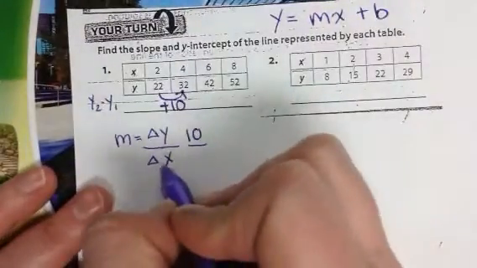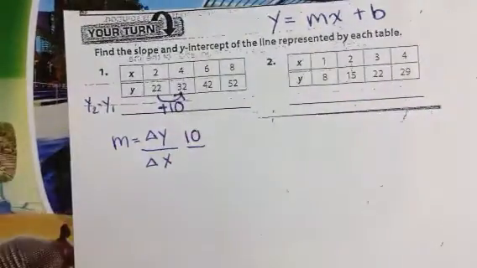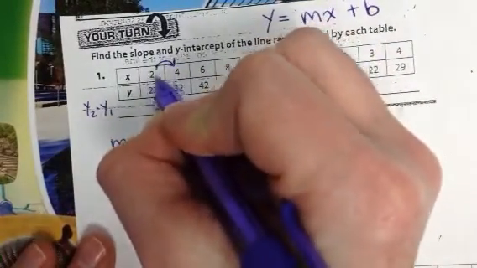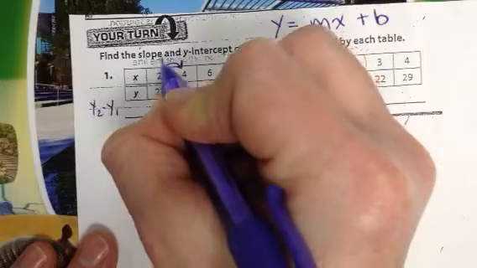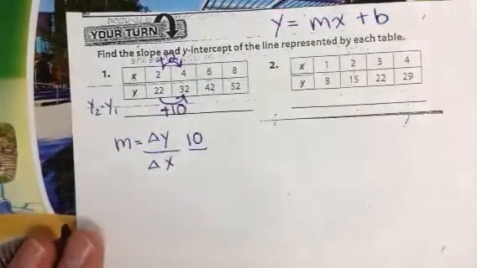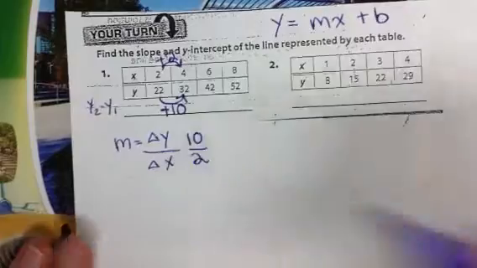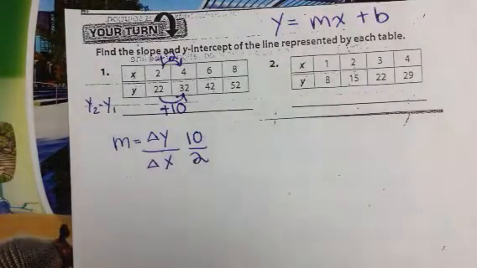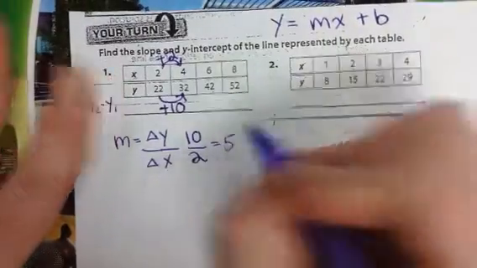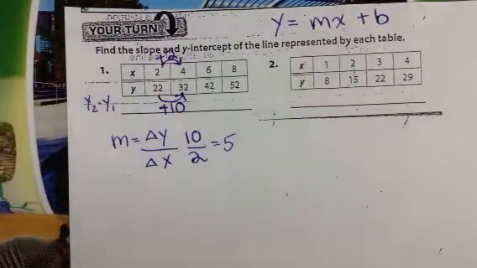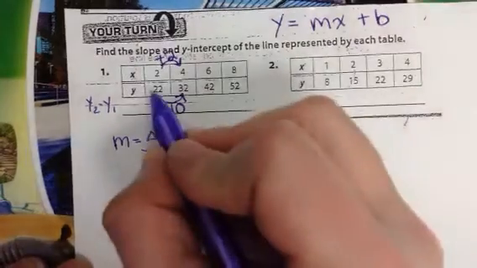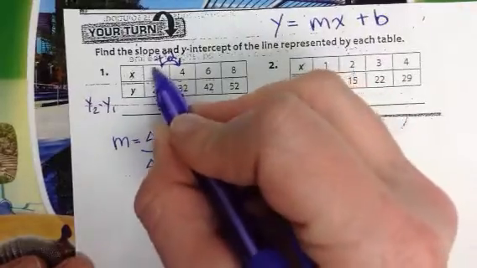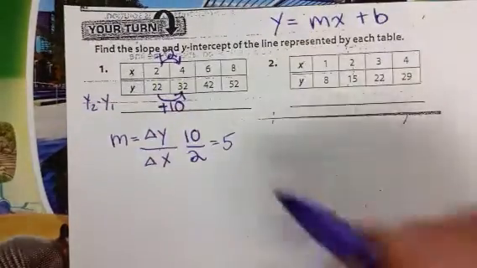Now I'm going to go get the change in the x value. So I need to see, did it increase, and by how much? So I can see that it went from a 2 to a 4. So it's easy for me to see that it added 2. So I'm putting that with the change in the x. Remember that for slope you always want to reduce it, and this one can reduce down to 5. So I just found the slope of the table by seeing how much the y values are changing, and the sign is important, over how much the x values are changing, okay?